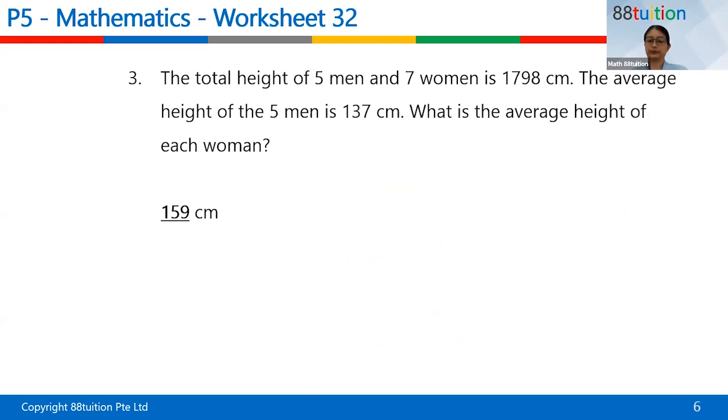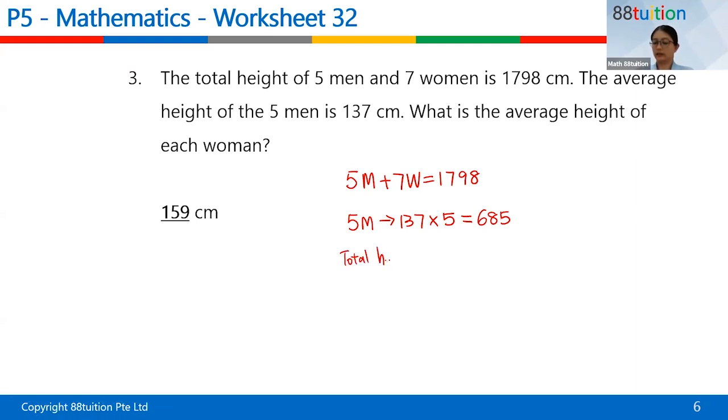Next. The total height of 5 men. So always restate it so that you can turn words into maths. 5 men, 7 women, 1798. The average height of 5 men is this. This is the total height of 5 men. So the total height of 7 women.